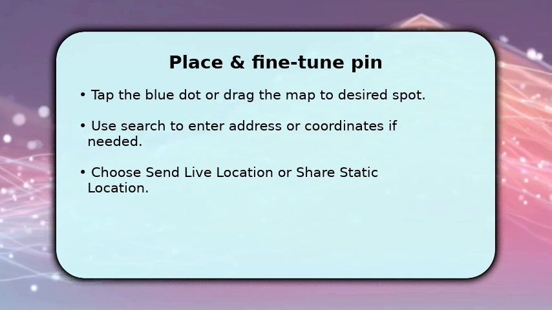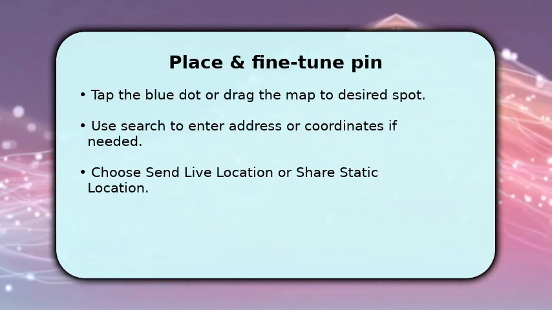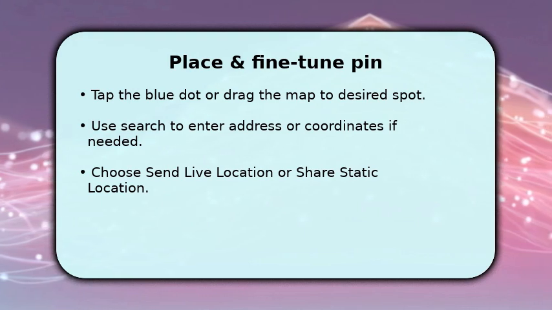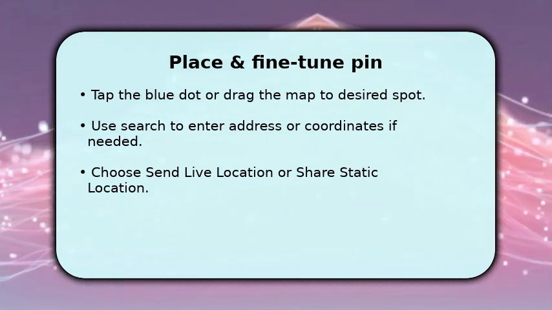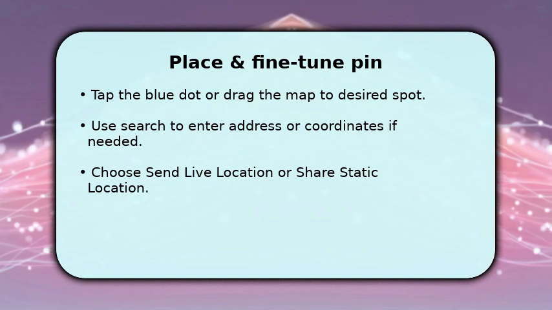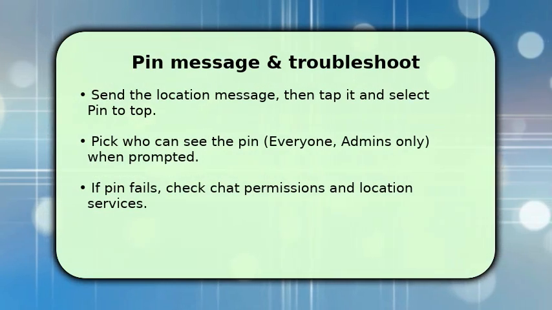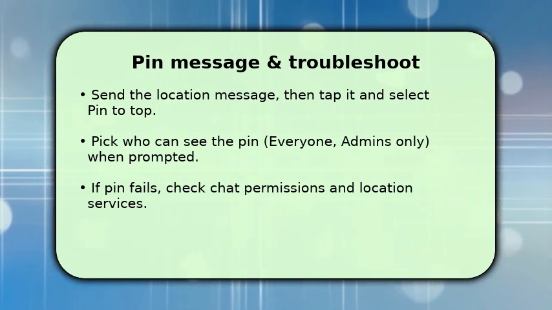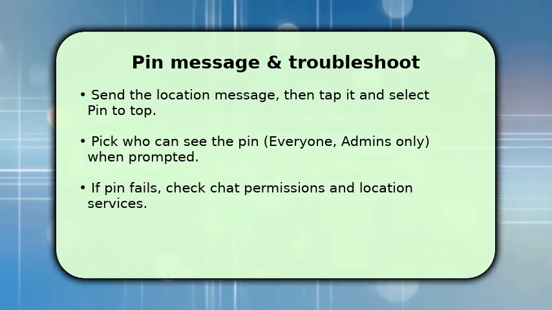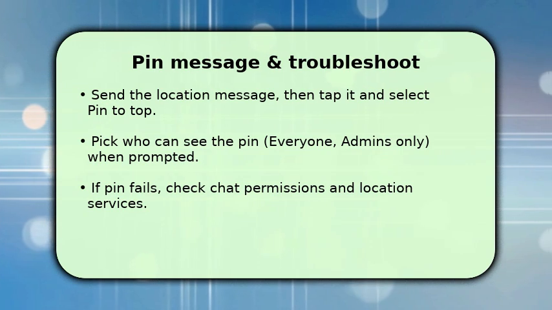Decide whether to send a static location or send live location for a duration. Live updates track movement, static stays fixed. Make sure the marker name and thumbnail match your intent before sending. After sending the location, tap the message and choose pin to top so everyone finds it quickly. Pick visibility settings like everyone or admins only to control access.